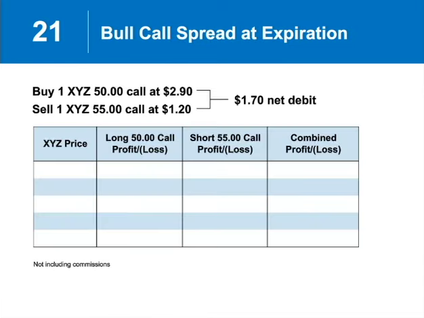Again, if you can visualize the butterfly versus the condor, the butterfly is looking at that one price point, where the condor is looking at a wider range. Just to compare the two, the call and put condors are always debit spreads. The iron condor is going to be a credit spread.